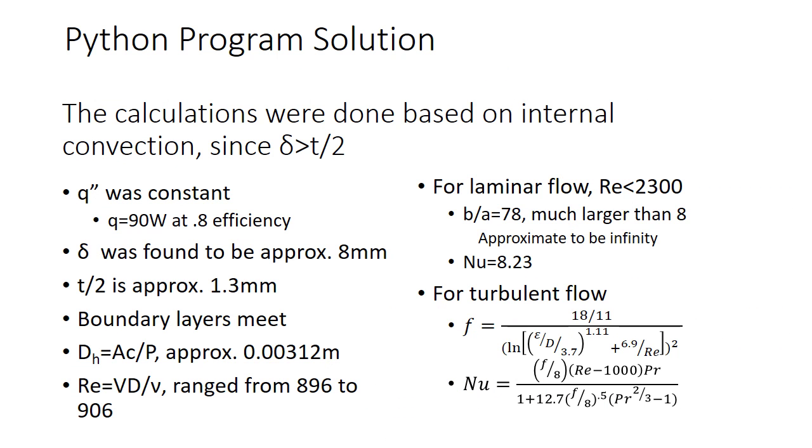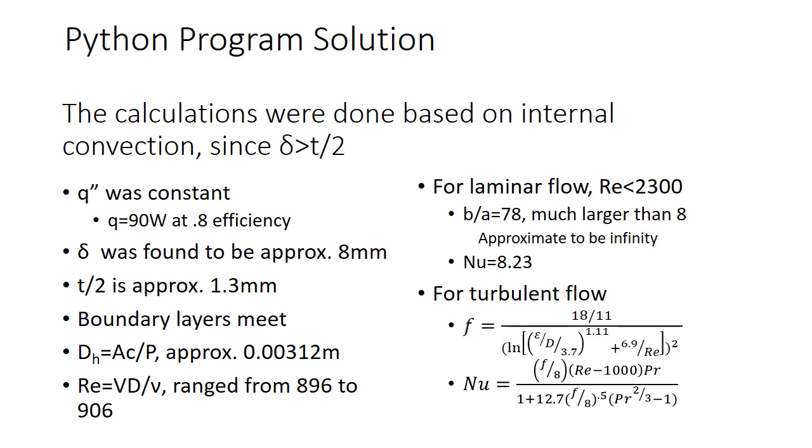So part of the modeling was done using Python programming. In order to use it, it was needed to understand whether this was internal or external convection flow. Since we had a constant influx of power or heat going into the fin array, the flux was constant for the experiment. In order to understand whether we had internal or external convection, the boundary layer was compared to the spacing between the fins, and it was found to be about 8 times larger, meaning that the boundary layers did meet and there was internal convection happening.